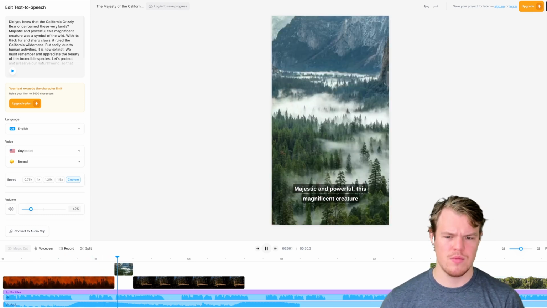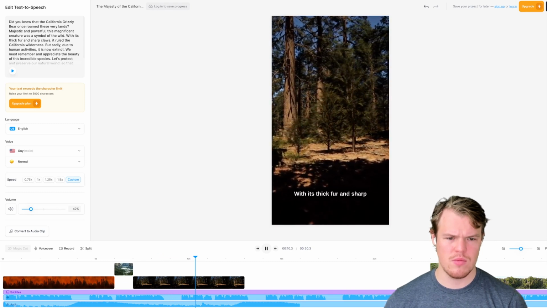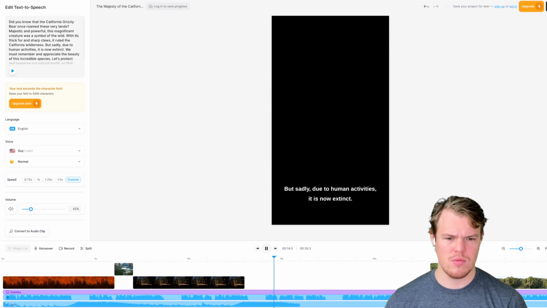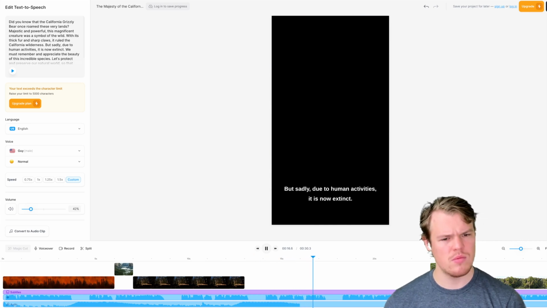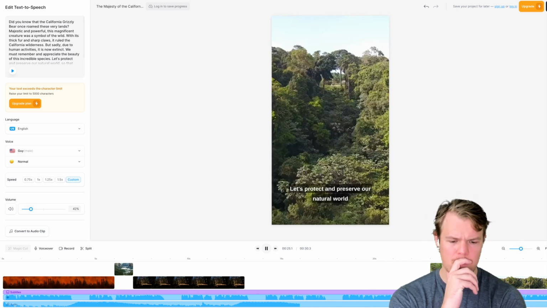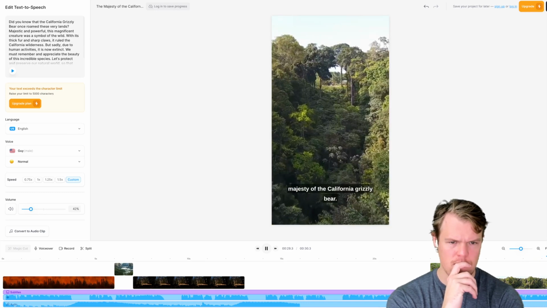Did you know that the California grizzly bear once roamed these very lands? Majestic and powerful, this magnificent creature was a symbol of the wild. With its thick fur and sharp claws, it ruled the California wilderness. But sadly, due to human activities, it is now extinct. We must remember and appreciate the beauty of this incredible species. Let's protect and preserve our natural world, so that future generations can witness the majesty of the California grizzly bear.